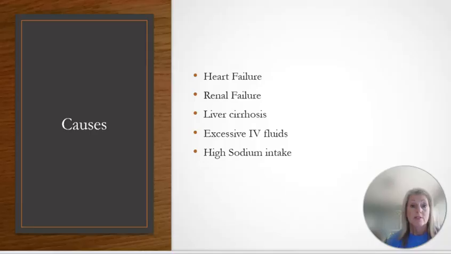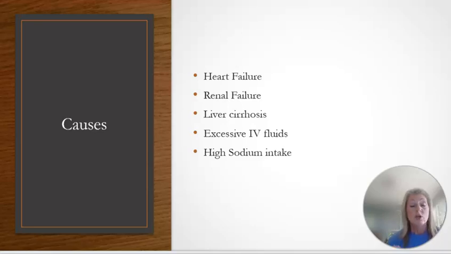Renal failure. If your patients can't get rid of fluid, the fluid's going to stay inside the body. So if you've got a patient that is in renal failure and they're not peeing very much, but they're drinking plenty of fluids, that fluid's got to go somewhere. If it's not coming out, it's staying somewhere in the body.